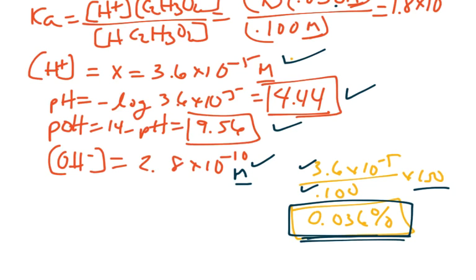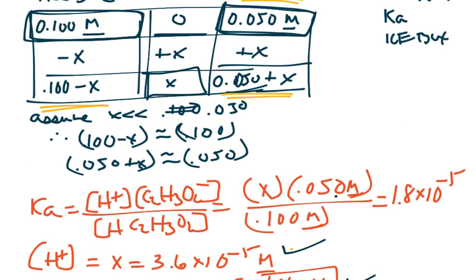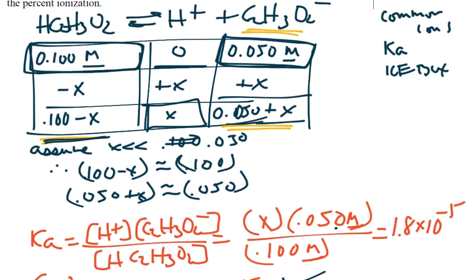The other two concentrations in here, the acetic acid concentration and the acetate ion concentration, are essentially unchanged, because x is so small. And those are all our different values. That's examples 5, 6, and 7.